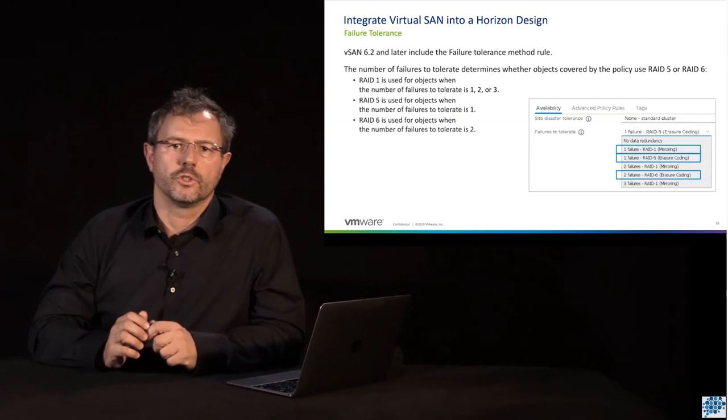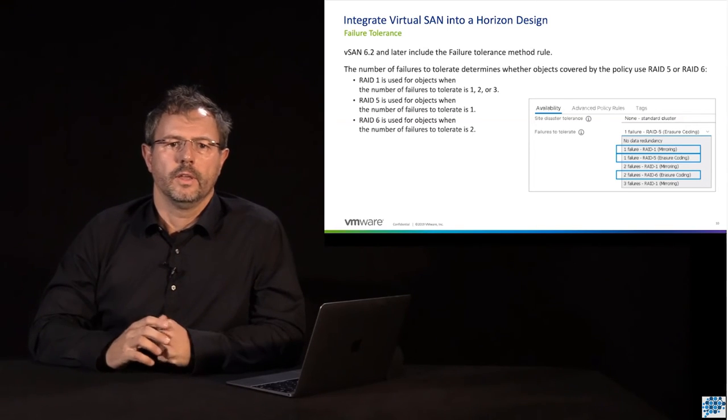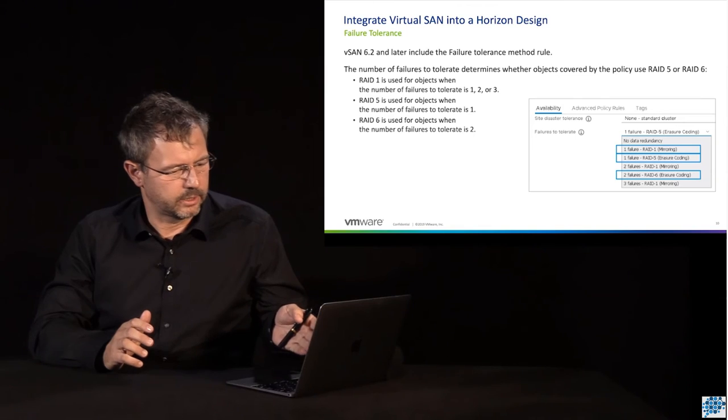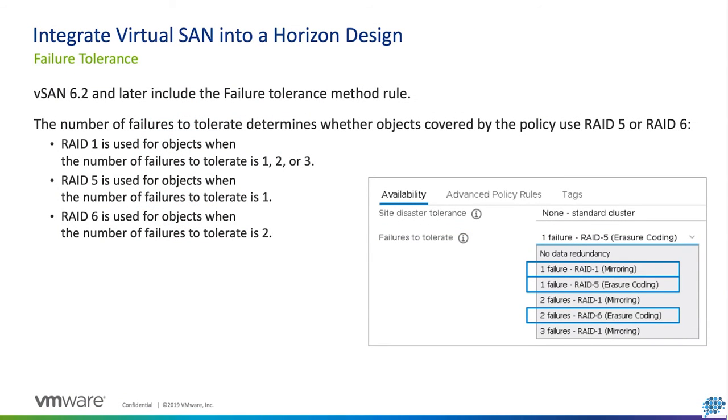Since vSAN version 6.2, we have the failure tolerance method, and if you look at the slide deck, we have failure to tolerate 1 with RAID 1, and also with failure to tolerate 1 there is erasure coding with RAID 5, and failure to tolerate 2 is with RAID 6, right? But with RAID 5 and RAID 6, which is also called erasure coding, don't forget you need at least 4 hosts for RAID 5 and 6 hosts for RAID 6, and you need all flash for RAID 5 and RAID 6. With RAID 1, however, you can have FTT 1, 2, or 3.